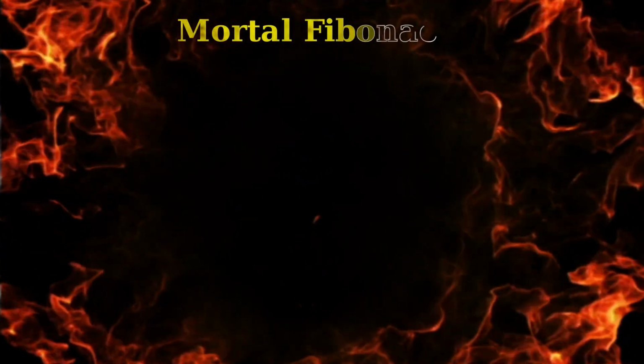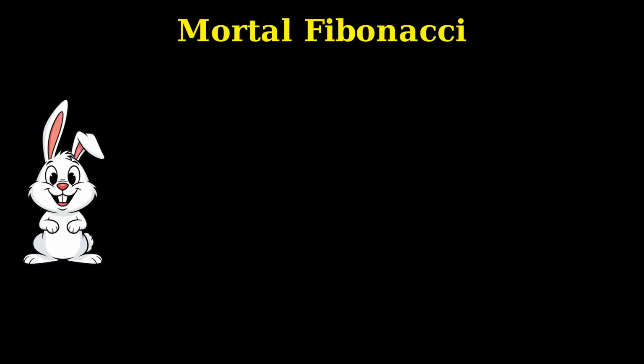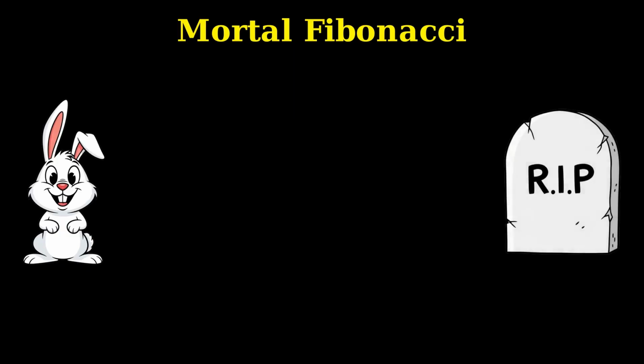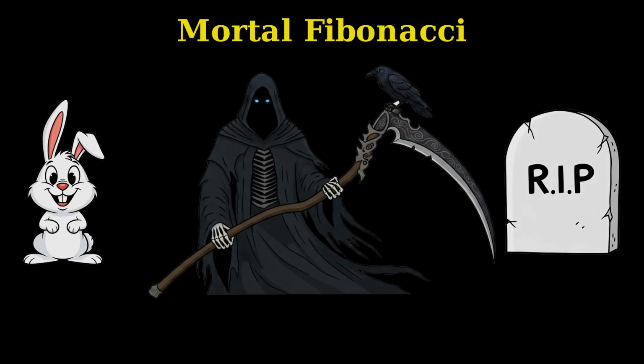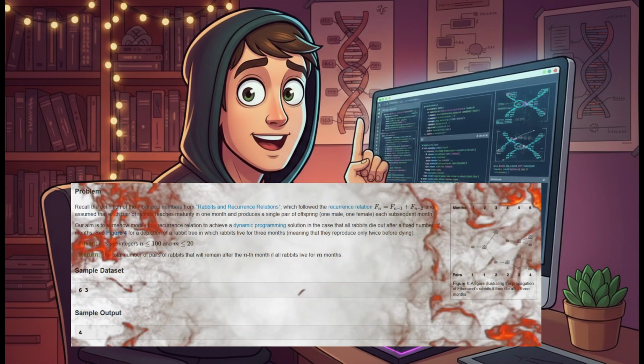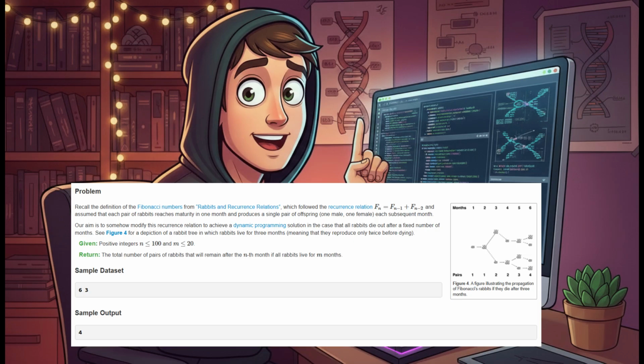What if I told you that immortality might actually be worse than death? At least if you're trying to solve an algorithm problem. Today, we're killing off Fibonacci's rabbits, literally, and the solution is going to blow your mind. Stick around because this tiny modification to a classic problem reveals one of the most elegant patterns in dynamic programming.